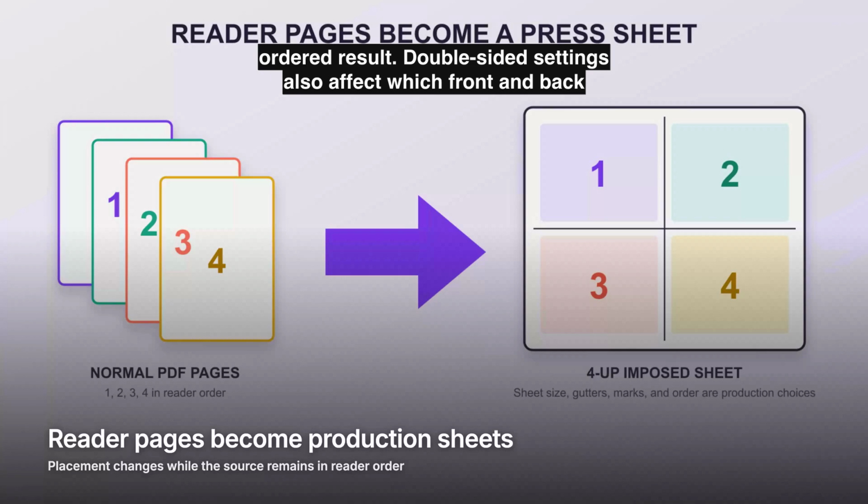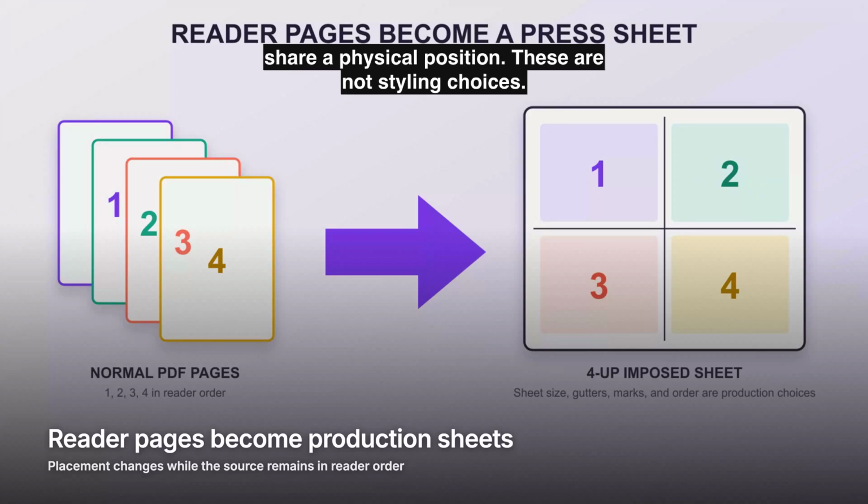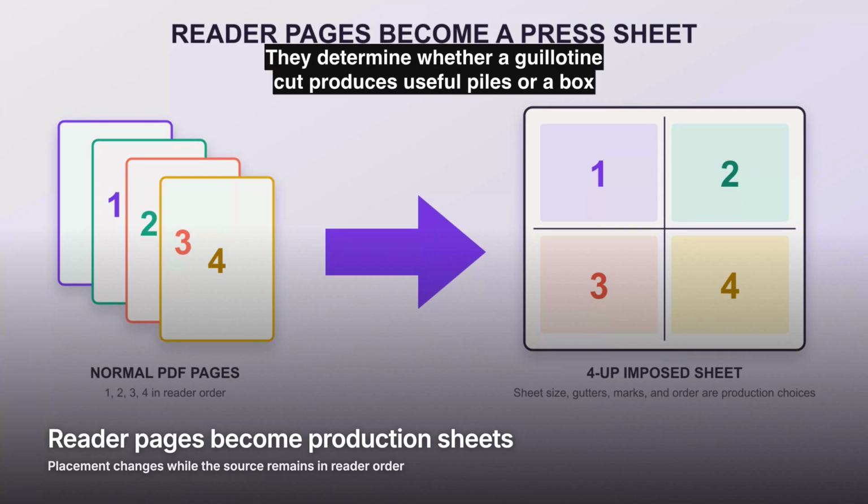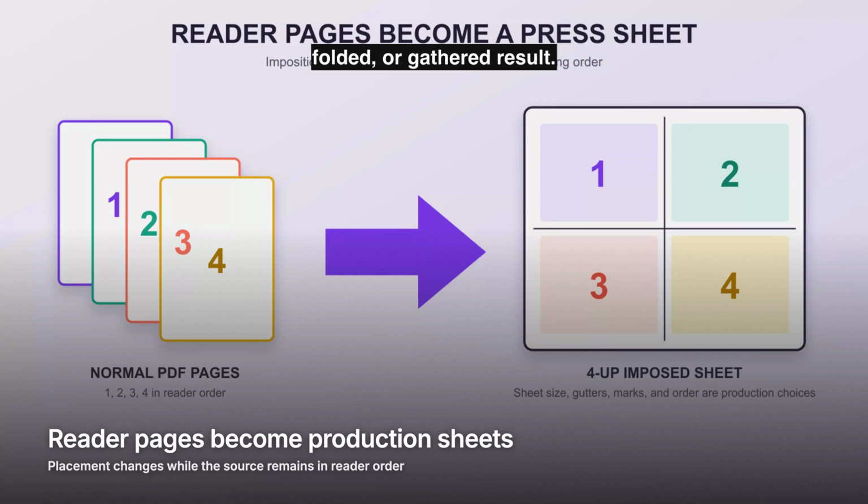Double-sided settings also affect which front and back share a physical position. These are not styling choices. They determine whether a guillotine cut produces useful piles or a box of scrambled pages. PDF Press keeps these decisions near the preview, which lets an operator compare the flat press sheet with the final cut, folded, or gathered result.